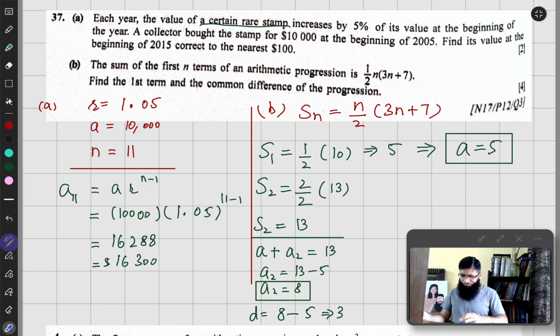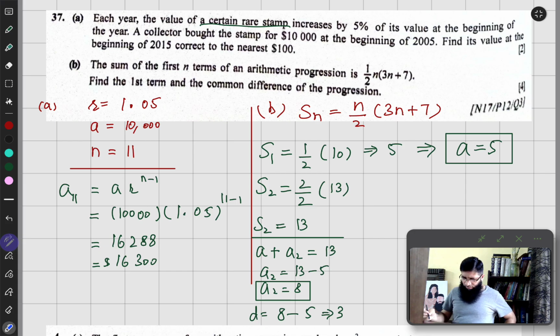Now look at the common difference. You can find S2. S2 means the sum of the first two terms. And if you sum up the first two terms, you will get 13. So you can see that the sum of the first two terms is 13. A plus A2 is 13. And you have just calculated the first term, it is 5. So if you take it over there, the second term will be 8. So the first term is 5, the second term is 8. It means that the common difference will be the second term minus the first term. So the common difference will be equal to 3.